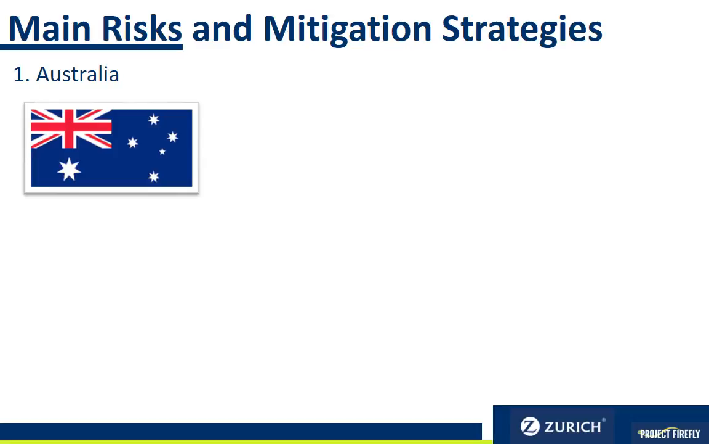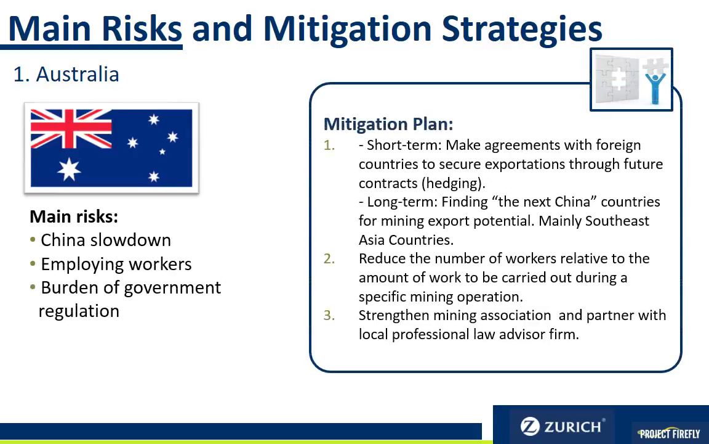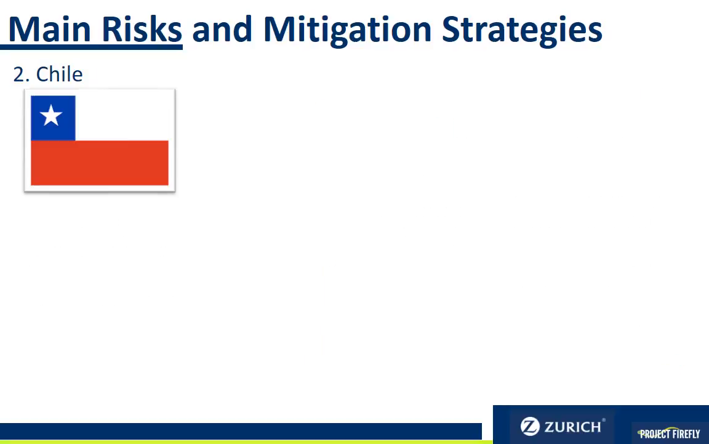For each detected risk, our team thought about at least one possible mitigation strategy. Starting with Australia, in order to reduce the impact of China's slowdown, agreements with other countries could be made to secure exportations through future contracts. However, on a long-term approach, the next China-like countries could substitute the future mining exportations from Australia. Strengthening mining associations in the country could provide better guidance related to government regulations.